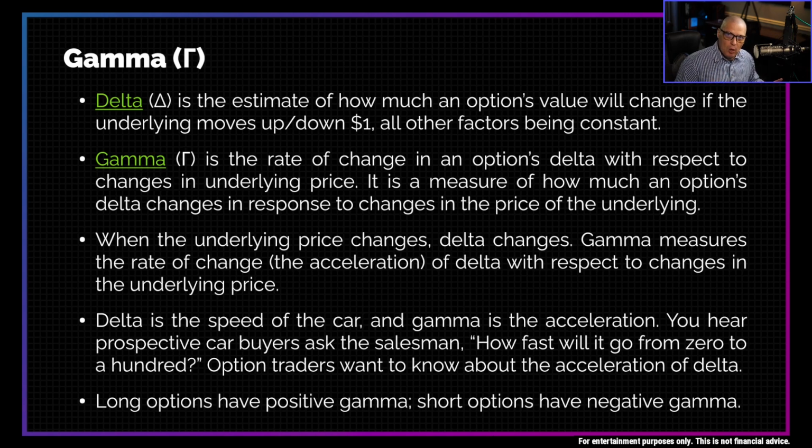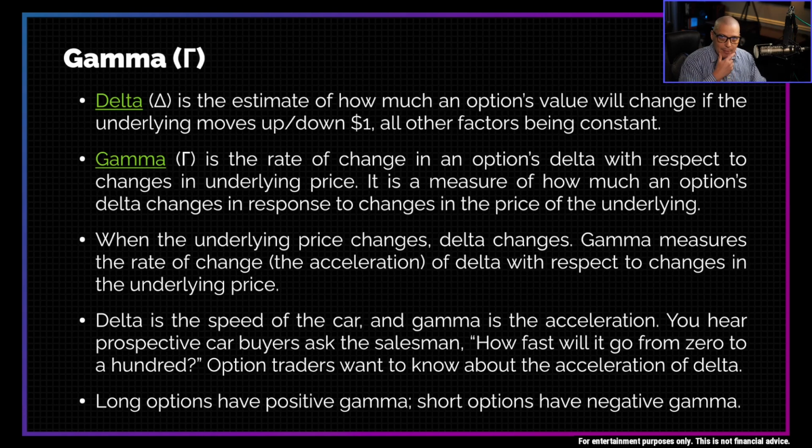If it's going to make really small changes, then that option price is not going to move around that drastically. Your P&L is not going to move around that much. But if you have a high gamma, then the delta of your option is going to change drastically, which means your P&L swings on that option are also going to change quite drastically.